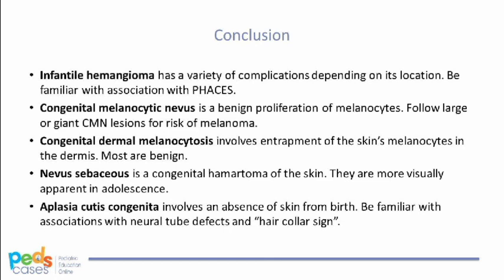Third, congenital dermal melanocytosis involves entrapment of the skin's melanocytes in the dermis. This presents as a bluish-gray pigmentation with poorly defined borders, most commonly appearing in the buttocks and lower back. Typically, they are benign. Fourth, Nevus Sebaceous is a congenital hamartoma of the skin. It is defined by hyperplasia of the epidermis, hair follicles, and sebaceous and apocrine glands. It presents as hairless yellow plaques. They are more visually apparent in adolescence.